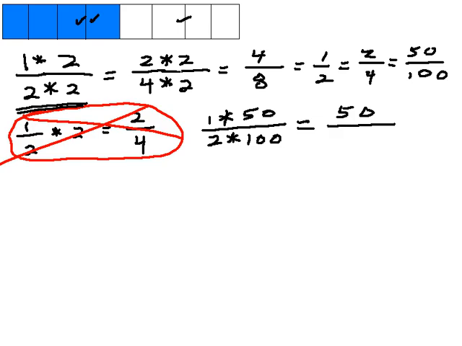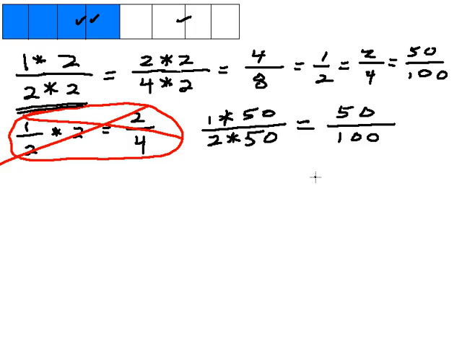I made a mistake. Take a look. Did you guys catch that? Everybody makes them. Just don't sweat it. Erase your mistake. Go back and fix it. Take your time. And voila. 1/2. Multiply the 1 times 50. Multiply the 2 times 50. 1/2 equals 50 over 100.